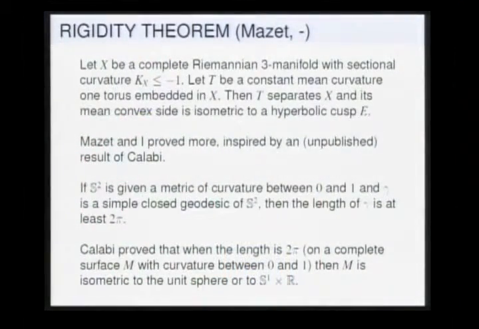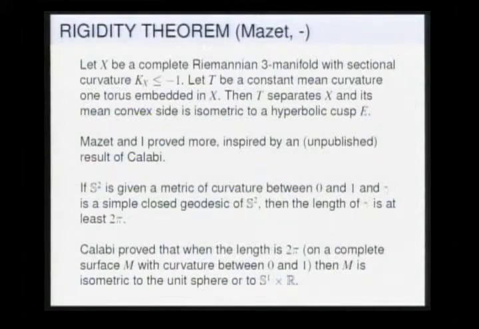Let me just mention that Mazet and I proved more. This comes from an unpublished paper of Calabi. Calabi looked at things on surfaces. Suppose you take S2 with a metric of curvature between 0 and 1. Then it's not hard to see that if you take a simple closed geodesic, its length is at least 2 pi. So this unpublished paper of Calabi proved that when the length is equal to 2 pi, then the surface is isometric to the unit 2-sphere or to S1 cross R, a cylinder.